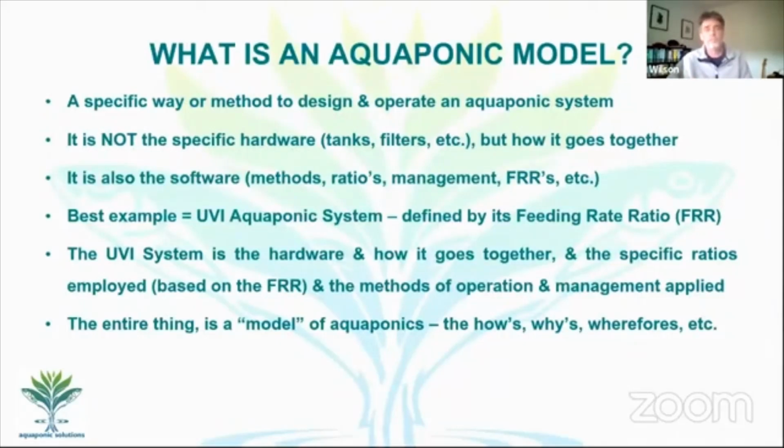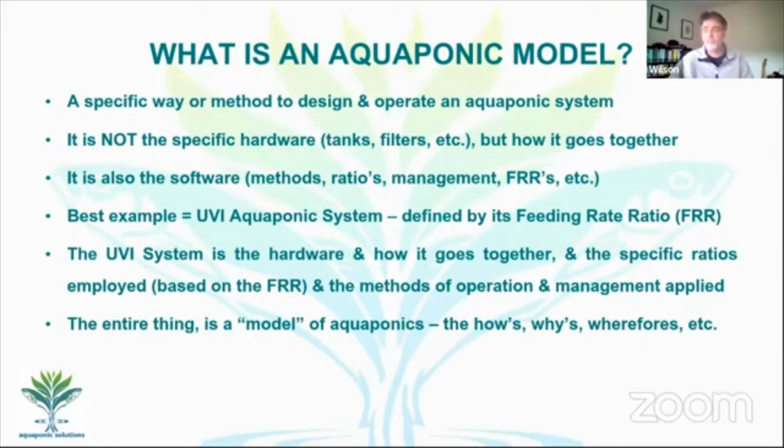A model allows you to put in inputs and get outputs that say, I need to build this size, I need to operate it in this manner, and if I do that, I'll have an optimized outcome. So in real terms, the model is actually the software. It's not the hardware, it's not the screen, it's not the keyboard, it's not the processor, it's the actual software. Hopefully more reliable than Windows and Microsoft, but let's not go into that. So it's things like the methods, the ratios that you use, the management, the feeding rate ratios, following your nutrients, seeing what's happening with those.